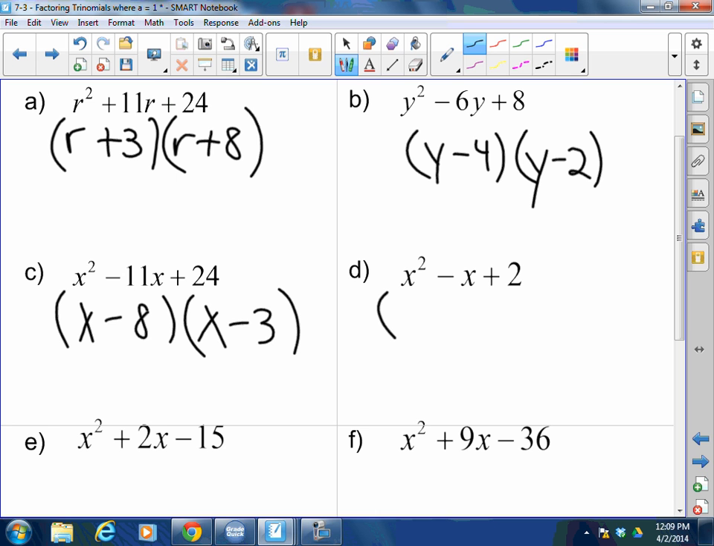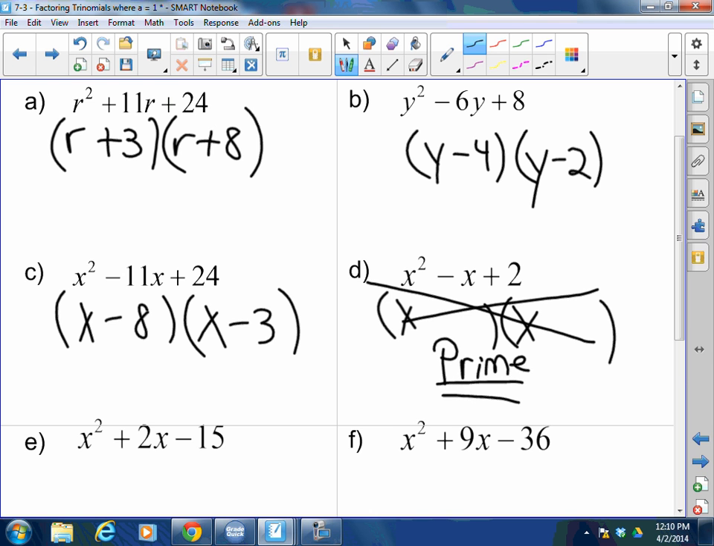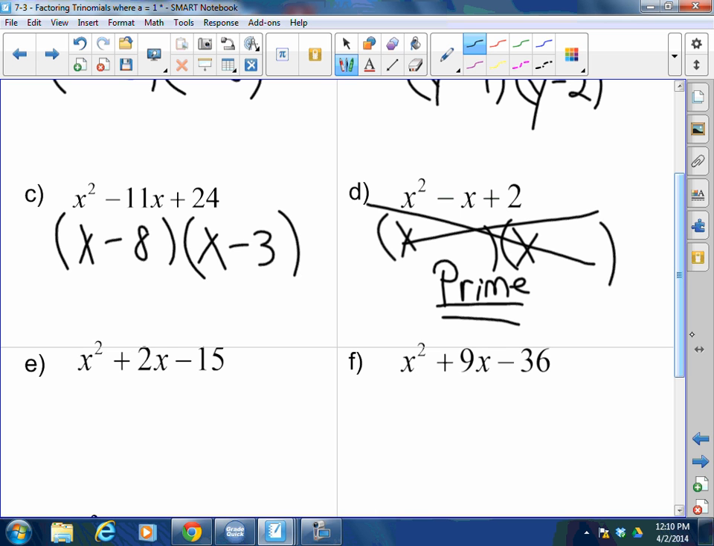How about D? What times what is positive 2, but when added together is negative 1? Negative 2 and positive 1? No, because negative 2 times positive 1 is not positive 2. Negative 1 and 2 is not positive 2 either. How about 2 times 1? No, because 2 plus 1 is not negative 1. Positive 1 and positive 2 is 2, but positive 1 plus 2 is not negative 1. When you don't have a working combination, it's prime. There won't be a lot like that, but you got to know what to do if it is.